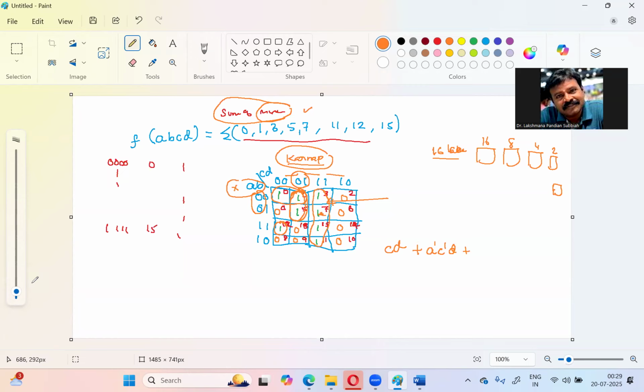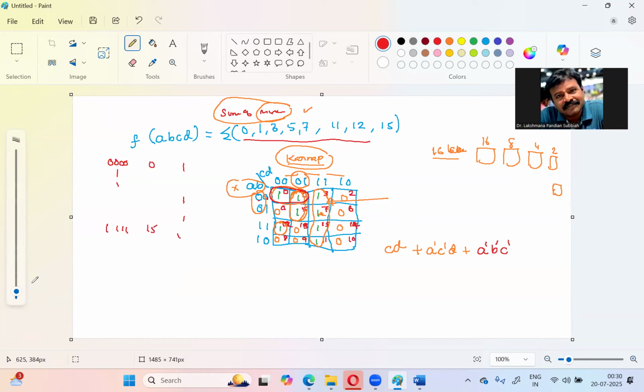Plus, for this pair, here we have A dash B dash. The row is A dash B dash, because AB is 0, 0, which is A dash B dash. And here the common one is C dash. So A dash B dash C dash.